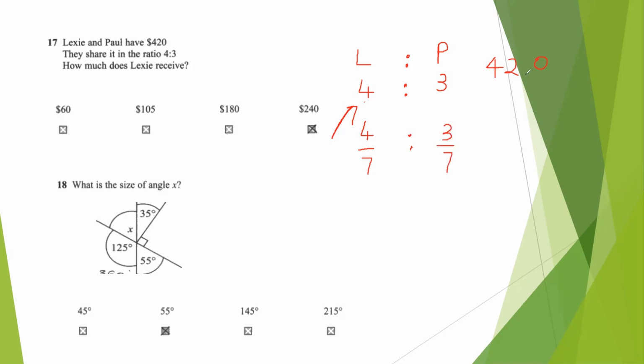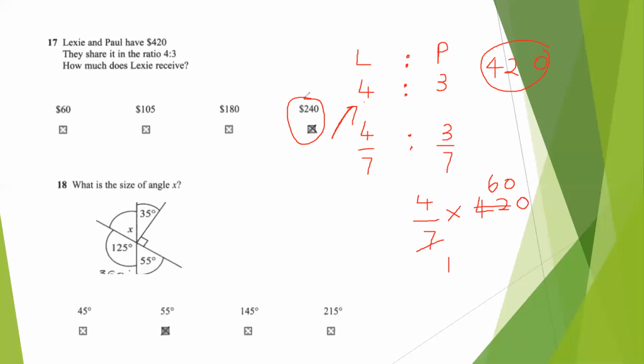Now, according to this question, they say the total is 420, right? So you have to find for Lexi, you write it like this. 4 out of 7 of means multiplication of 420, because there are 4 parts out of 7, right? You can simplify. Inside 42 you have 6 and this 0. So then 4 times 6, it's 24, and this 0, it's 240. So Lexi is receiving 240.